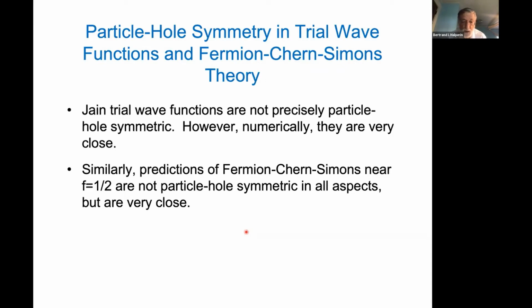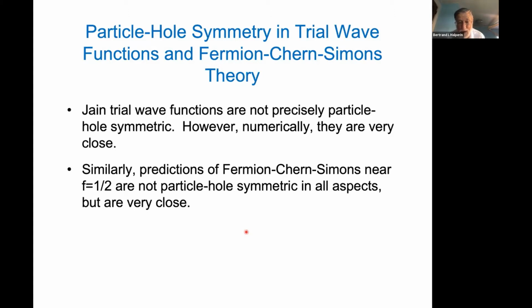And similarly, the predictions of the fermion-Chern-Simons theory, which I told you about last time, near filling fraction 1/2, are not precisely particle-hole symmetric in all aspects, but they are remarkably close, maybe even surprisingly close. And the exact reason for some differences between them is actually a matter of some consternation.